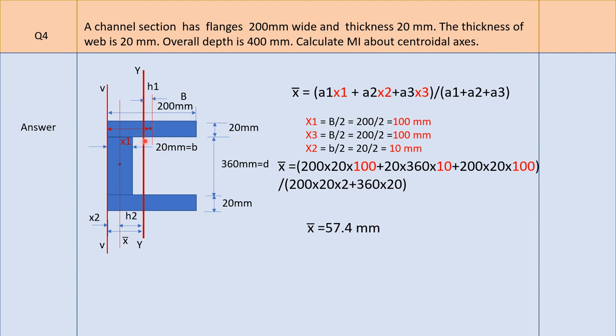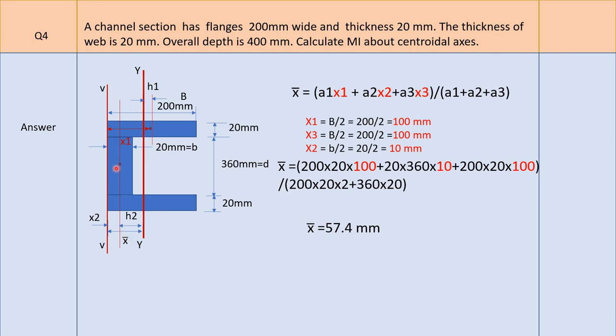Now how do we calculate h1? From this axis VV up to YY is x bar, and from this axis VV up to this centroid is x1. So from VV to this is x bar, and from here to here is x1. So this h1 will be x1 minus x bar.